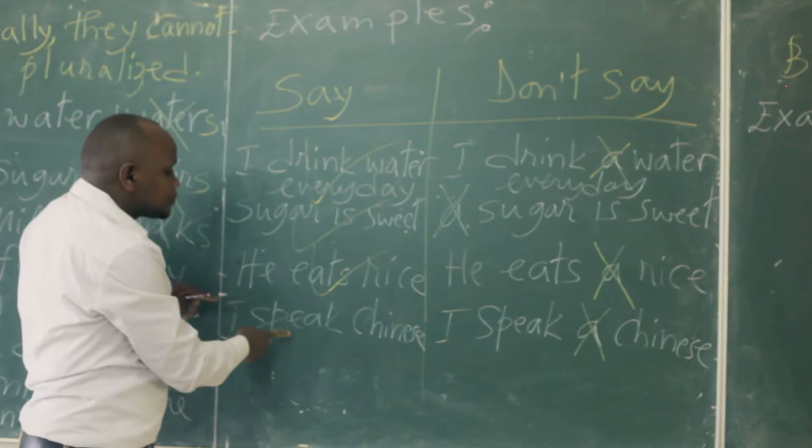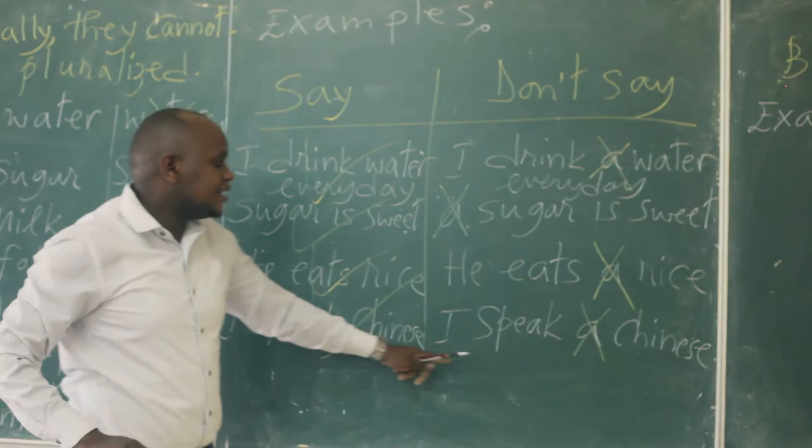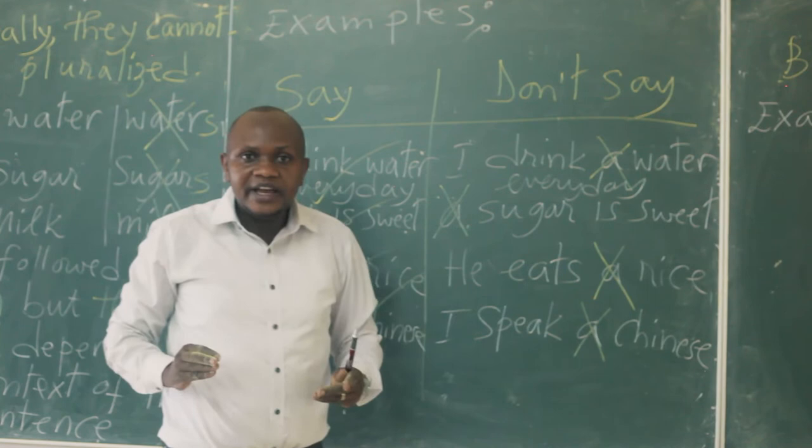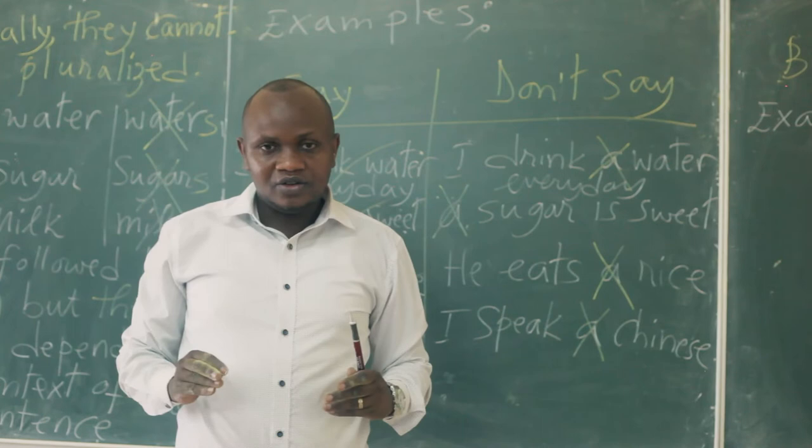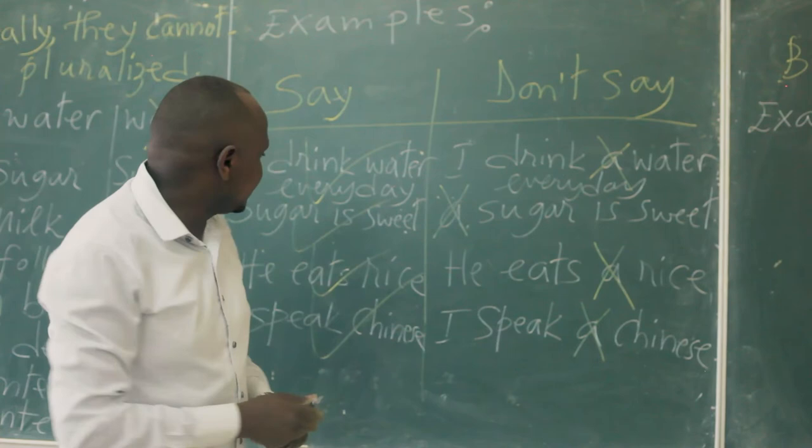I speak Chinese. Mvuga igishinwa. I speak Chinese. Don't say I speak a Chinese. Ururimi nyine. I speak Kinyarwanda. Don't say I speak a Kinyarwanda language. No mu Kinyarwanda ntabwo bavuga ngo mvuga wabivuga ute se. Ntabwo bishoboka. Nyine indimi hari aho zihurira. Hari ibyo zihuriraho. That's very good.